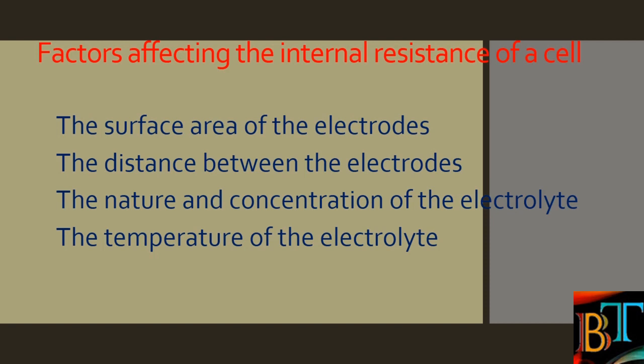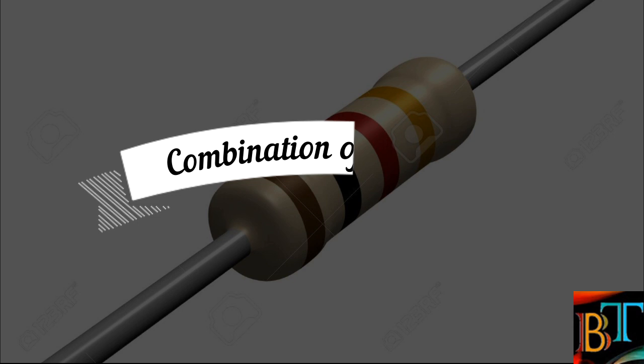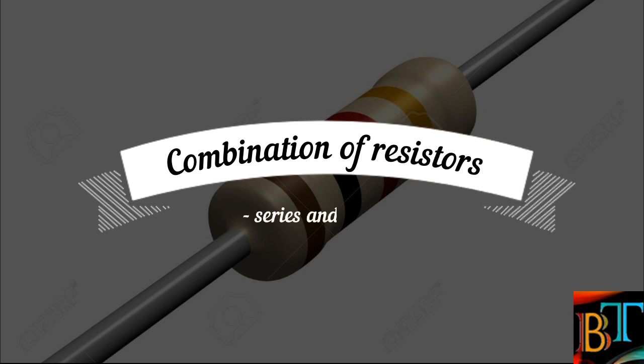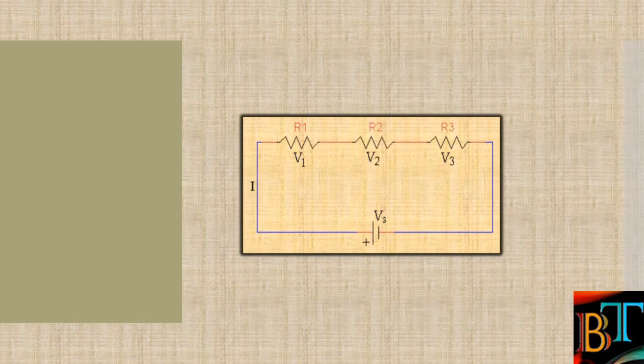Now we can see what changes will happen if we combine two resistors. In order to have a desired resistance in a circuit, sometimes we need to connect two or more resistors together. They can be combined in two ways. The first one is in series and the second one is in parallel. First of all, let us look at the combination of resistors in series.